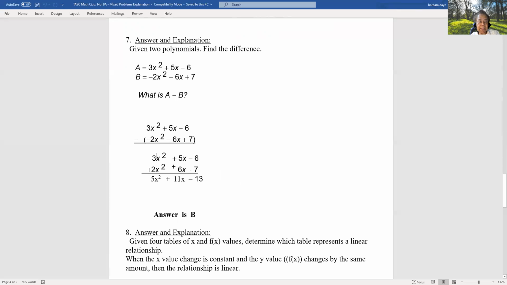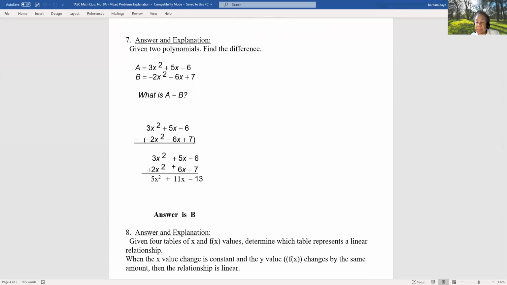3x squared plus 2x squared is 5x squared. 5x plus 6x is 11x. And a minus 6 and a minus 7 is a minus 13. So your answer is B.